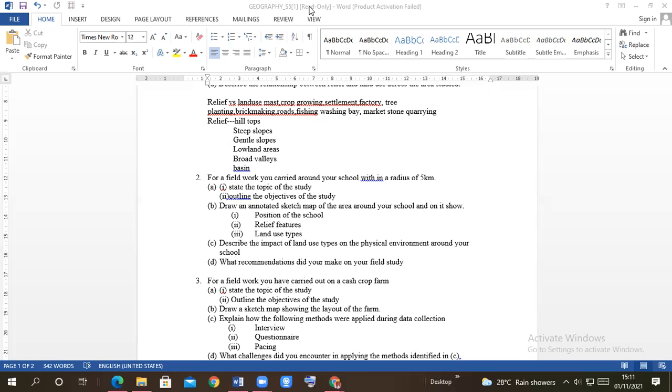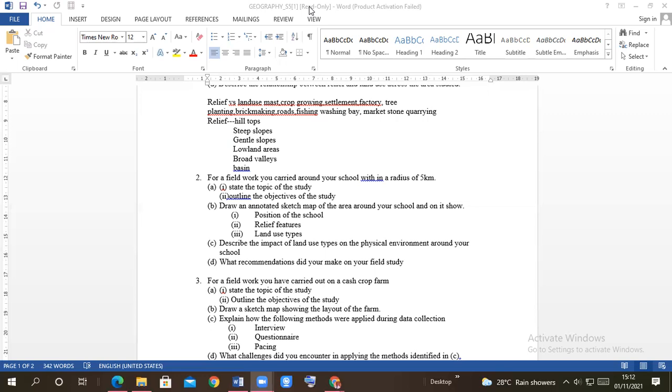Rose, if they say annotated sketch, what do you do? Annotated sketch. What do you draw? Are you there, Rose? Yes? Rose? If they require you to draw annotated sketch, what do you draw?